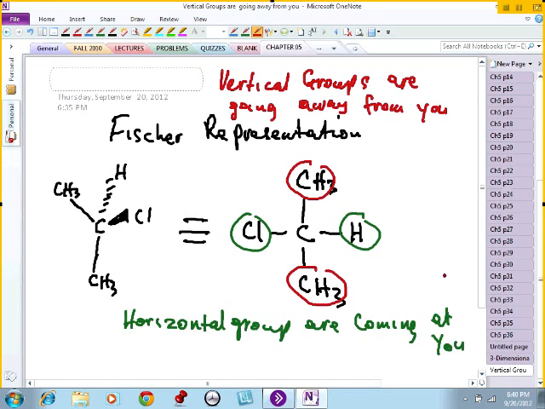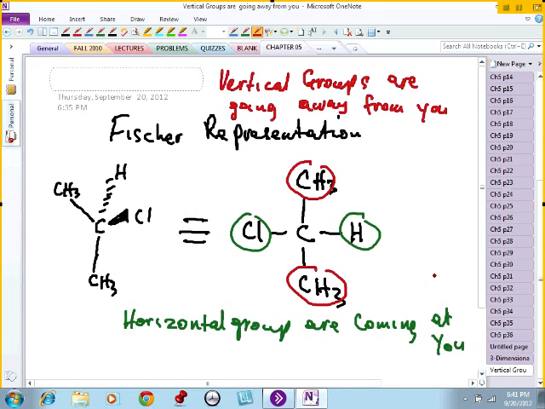So on the drawing on your left, the hydrogen is going away, and the chlorine and the methyl groups are in the plane. On the right side, they're saying the methyl groups are going away from you. So I don't know how you get the picture on the right; it doesn't make sense to me. Okay. Look at what we gave you on the left.